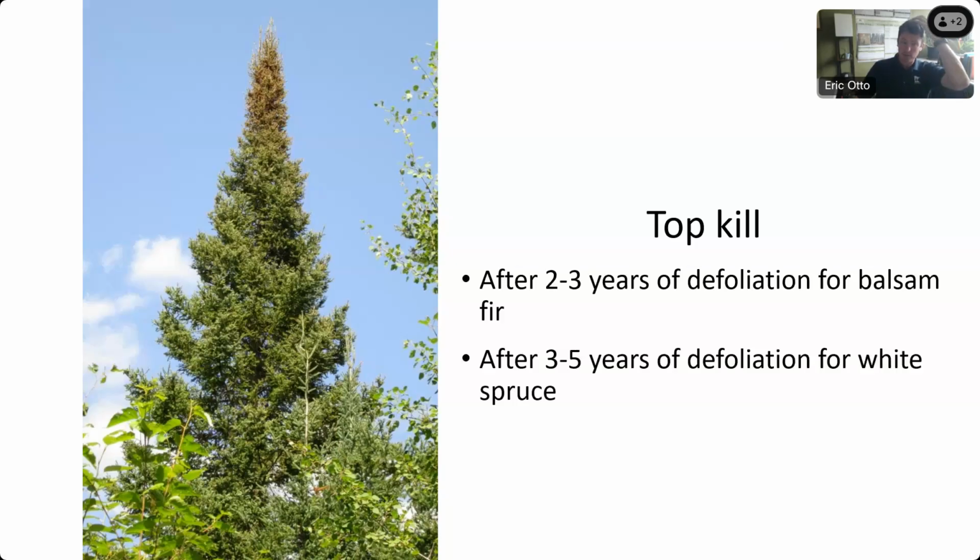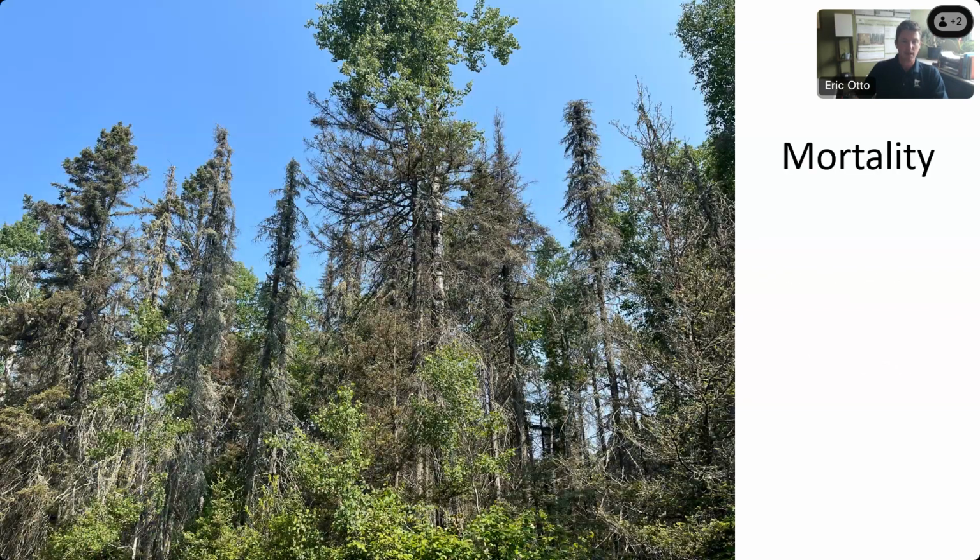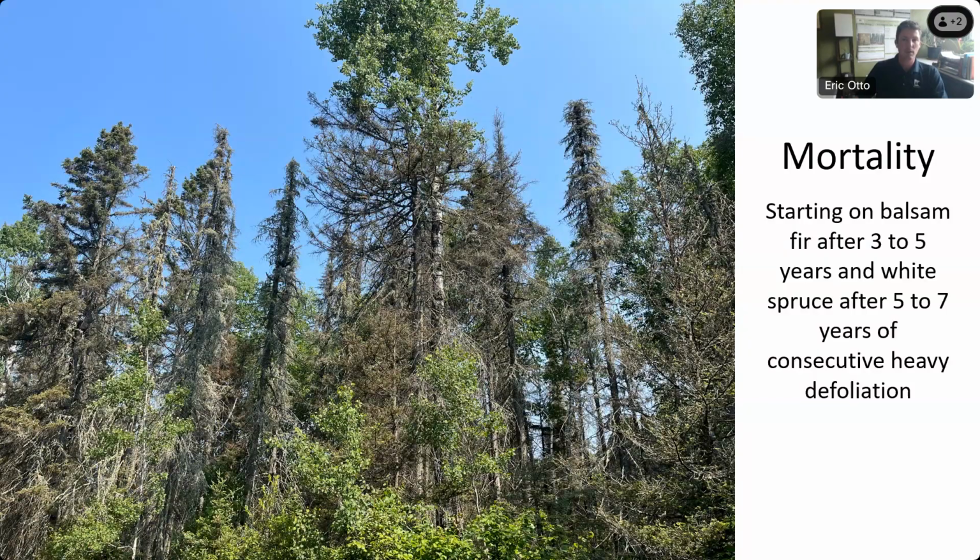For white spruce, it's about 3 to 5. But what I've noticed for white spruce is that it doesn't always have this top-down pattern. Sometimes it's not very distinctive and can be spread throughout the canopy. And then mortality: if you have consecutive years of heavy defoliation, you're going to have balsam fir mortality in about 3 to 5 years, and then white spruce mortality in about 5 to 7.